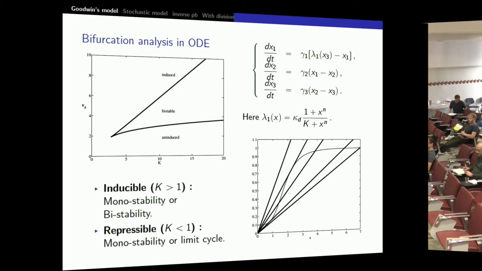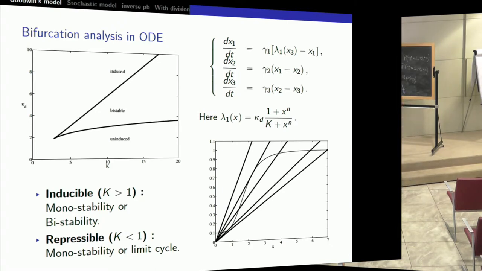So you have either mono- or bistability. In the case of negative feedback, the S shape is going down, and it's geometrically easy to see that there will be only a single crossing. But this crossing can be either stable or unstable, and if it's unstable, you may have a limit cycle.